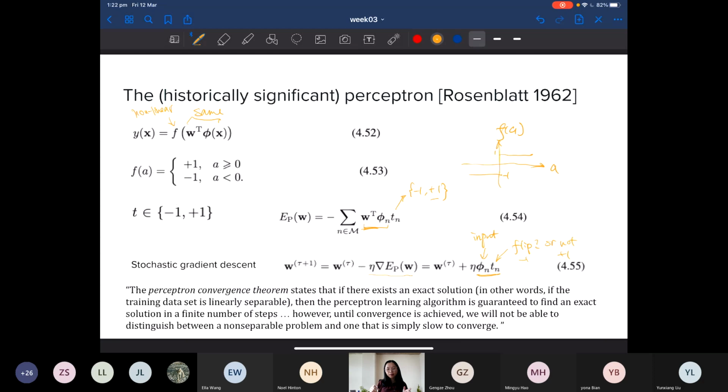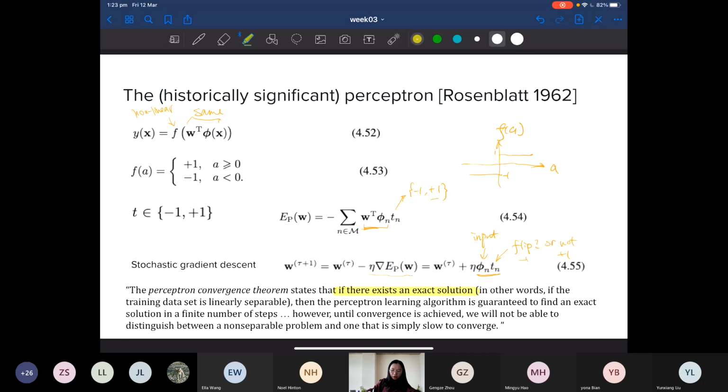So basically, we shuffle the data set, try to find a misclassified data point, and then take a gradient step using this equation. And then we update the weights, which will give us a new hyperplane, and then we find the next misclassified point using this new hyperplane. So we will see a picture of this in the next page. But what the book says is, so there's nice theoretical results about the perceptron, right? Which is if there exists an exact solution.